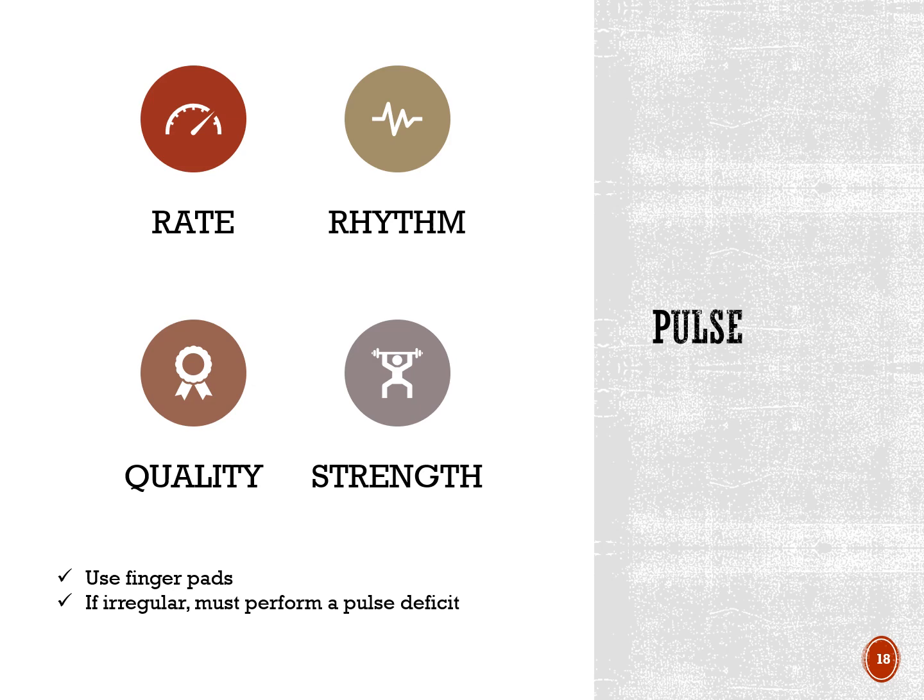Okay, so now we're going to assess the client's pulse. We're going to be gathering their rate, rhythm, quality, and strength. We're using our finger pads. If we find that their rate, rhythm, quality, or anything is abnormal or irregular, we must perform a pulse deficit. What is a pulse deficit? A pulse deficit is when you have one nurse auscultating the apical pulse, and another nurse feeling the radial pulse. They are both counting for 60 seconds, and then they compare their findings.